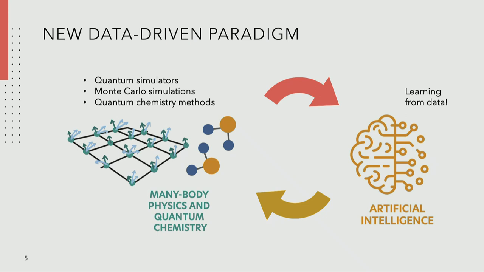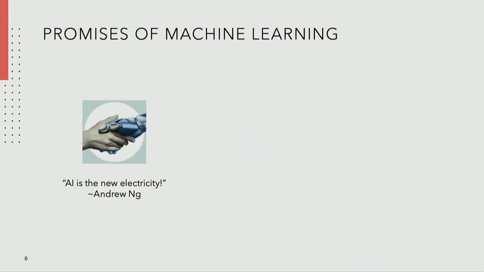And of course, one of the automated approaches that is super successful lately is machine learning. In industry, it's so successful that people dub it the new electricity. And of course, we have self-driving cars, right now in a few cities in the world. They revolutionized how social media works and have a large impact on everyday life. But how do these promises translate to quantum physics?